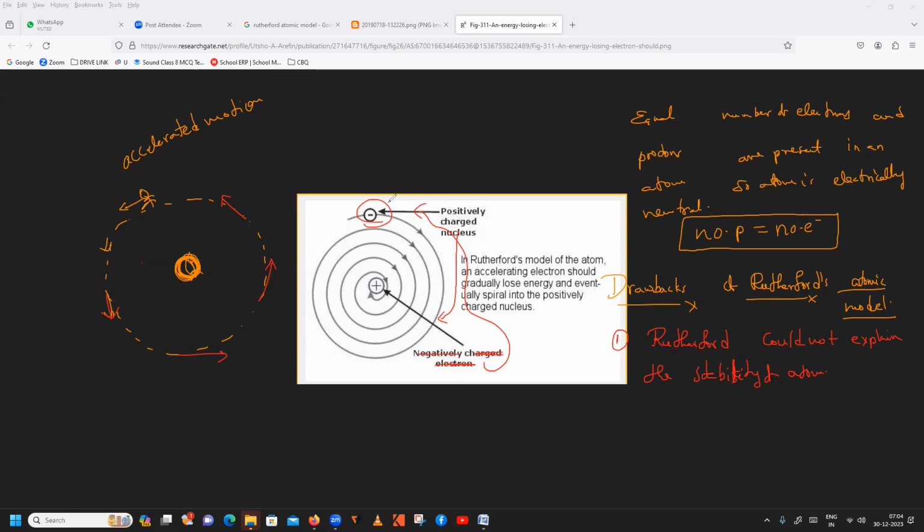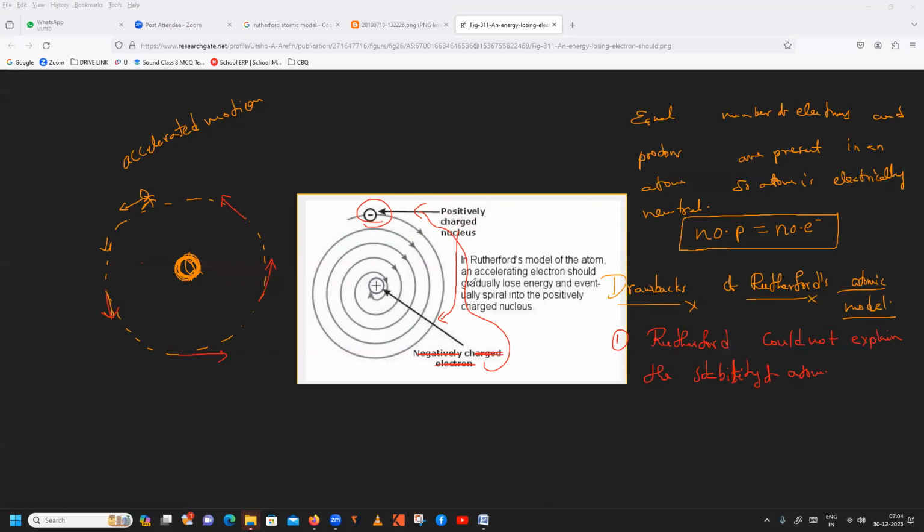As the electrons are revolving in a particular orbit, they continuously lose energy. The fast moving charged particles, electrons, need to lose energy continuously. So due to the decrease in energy, their speed also keeps on decreasing.